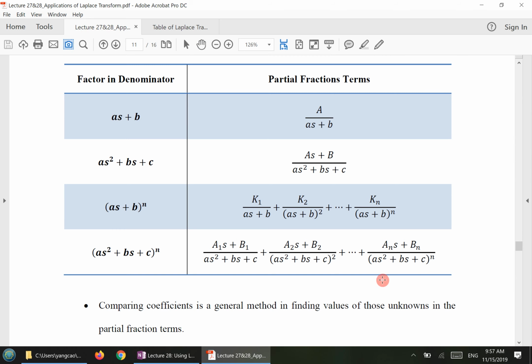Any questions on finding inverse Laplace through partial fraction expansion? All good? All right, let's move on. I do have another topic related to Laplace, which is called the transfer function.